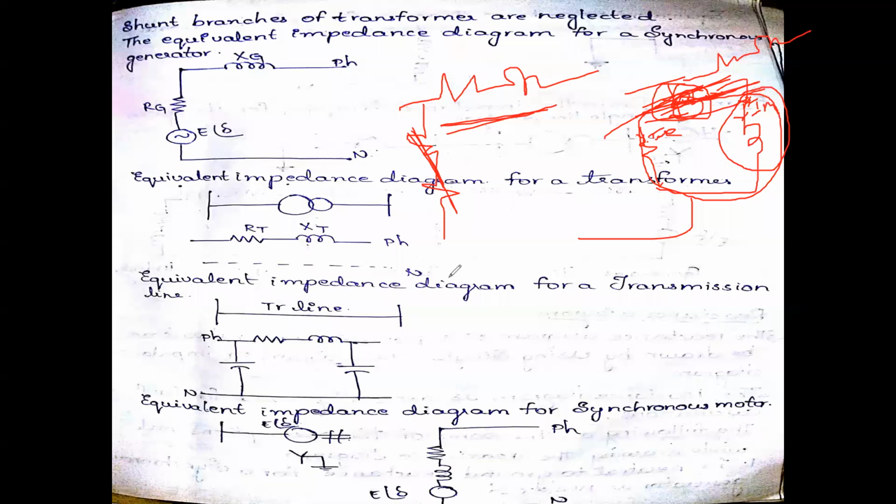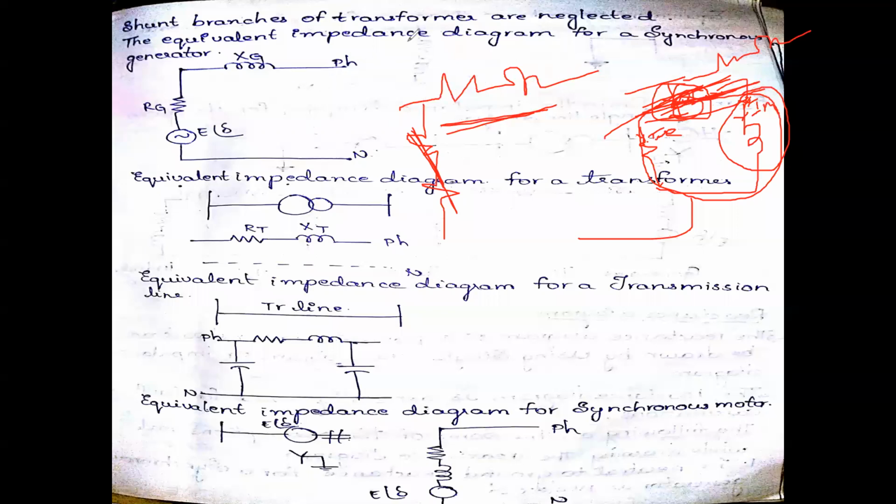In the reactance diagram we may add one more assumption also. But for impedance, we are going to assume these two conditions. That is, the shunt branch of the transformers and the neutral to ground impedance are going to be neglected. Keep in mind that you have to consider these two points.